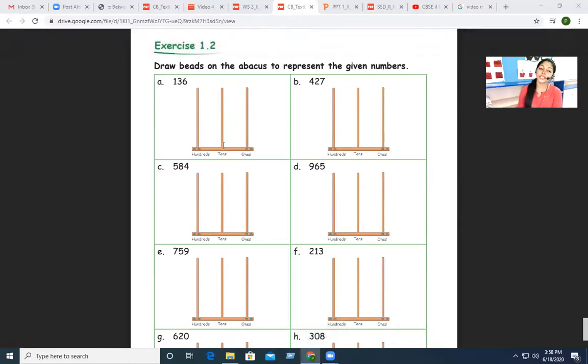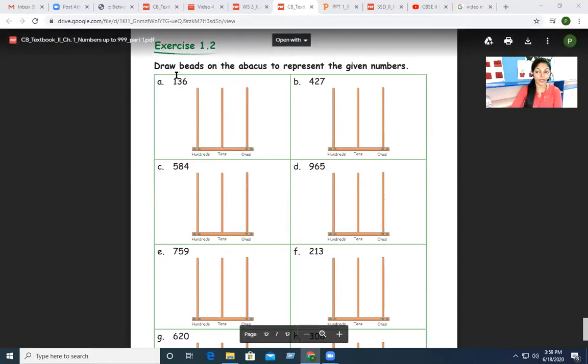And which is the number in the ones place? 6. So in the ones place, you're going to draw 6 beads. Okay? So is it clear how to do? In the hundreds place, I have number 1, so 1 bead. In the tens place, I have number 3, so 3 beads. In the ones place, I have 6, so 6 beads in the ones place.